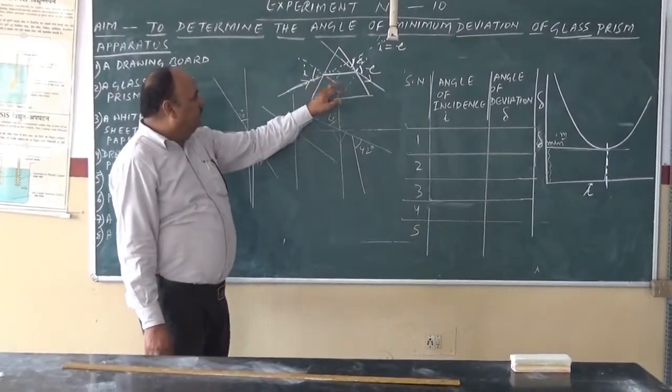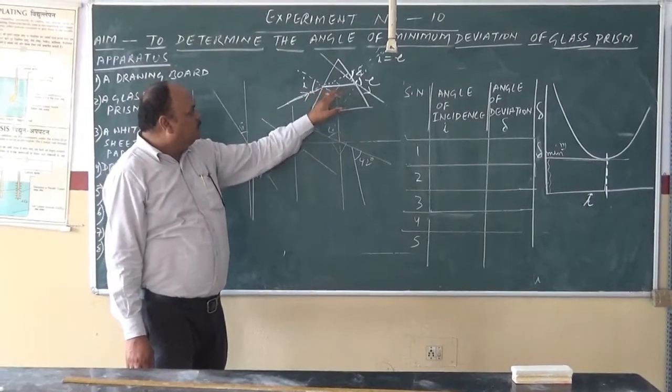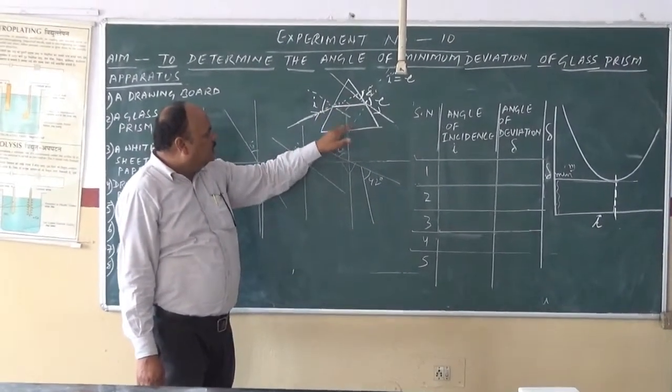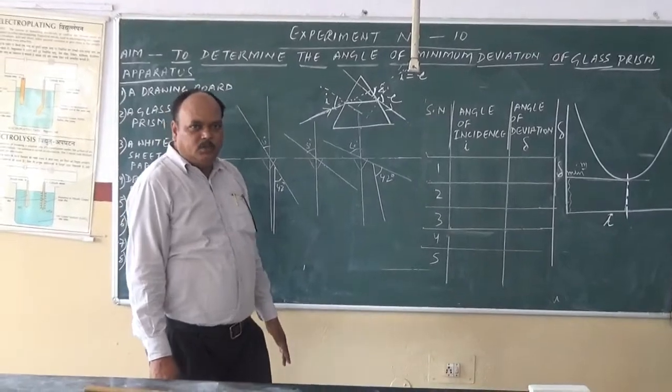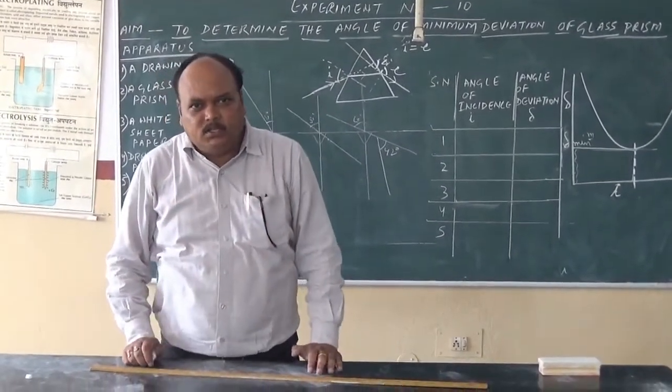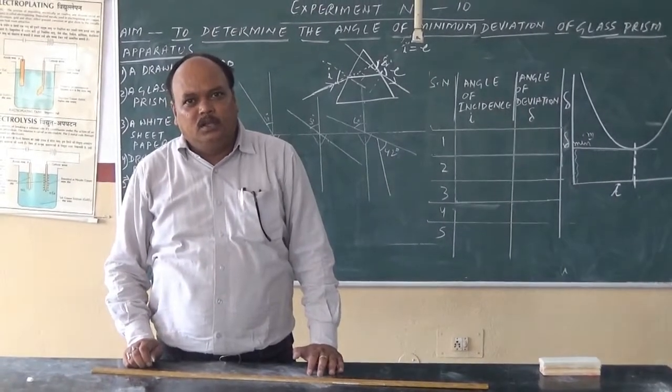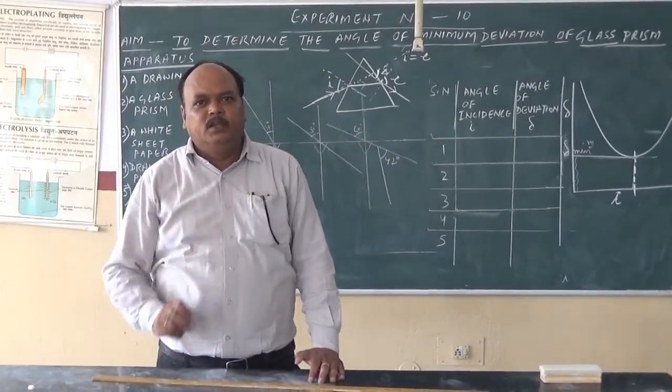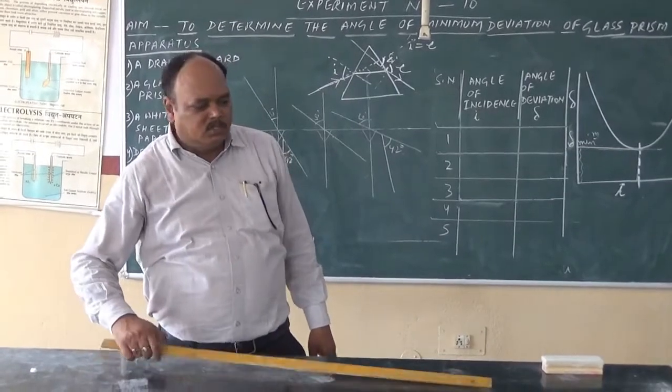So this is called the angle of deviation. This deviation is minimum only when this ray is parallel to the base of the prism. That is, the angle of incidence and angle of emergence should be equal. In that case, we will get the angle of minimum deviation.